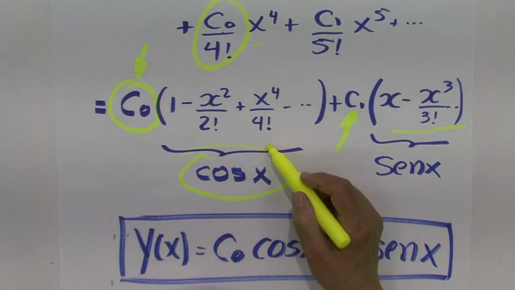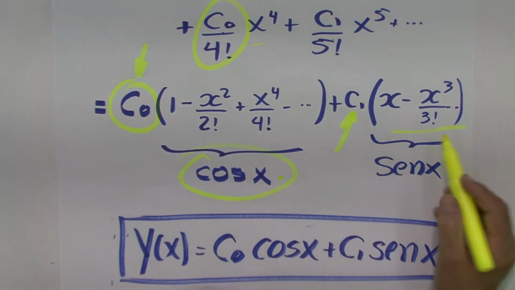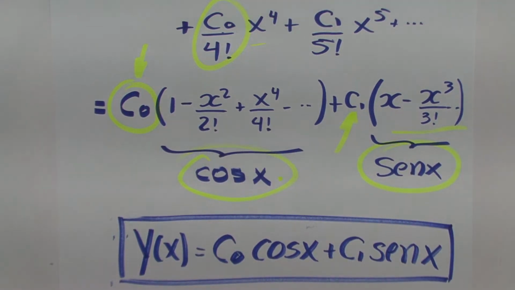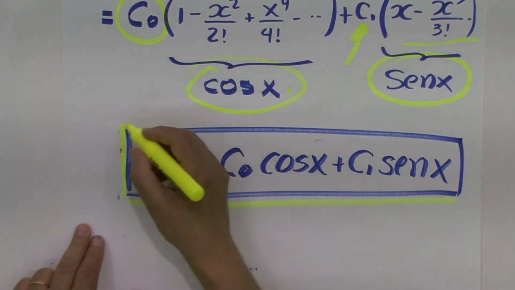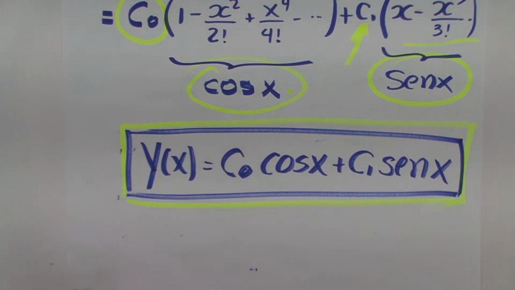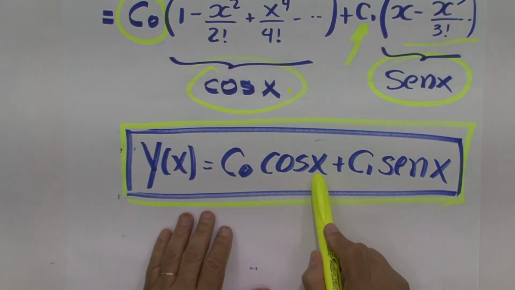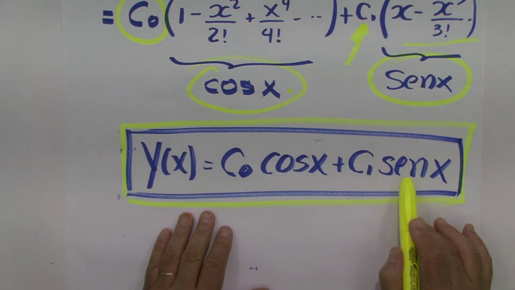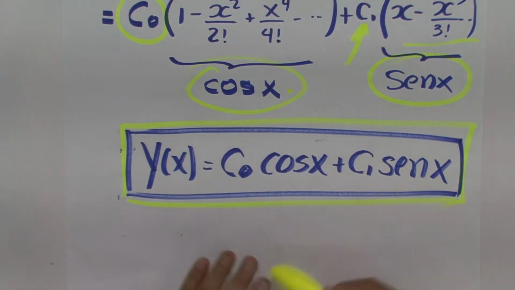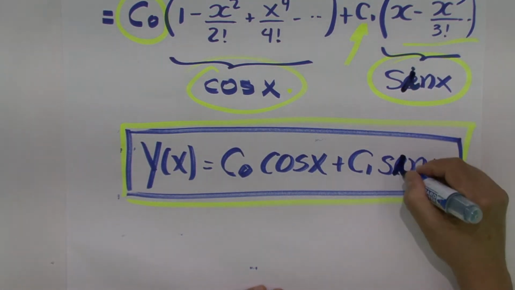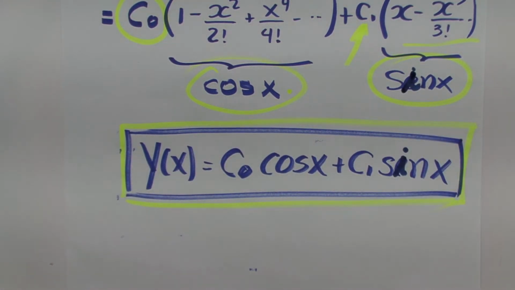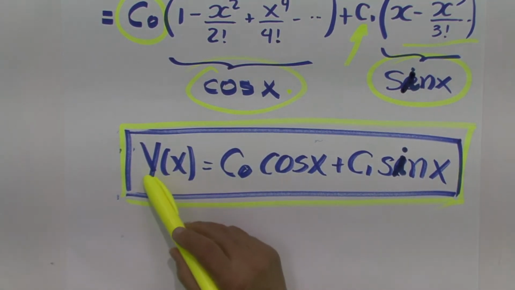And this, you can well identify, is the cosine function, and this is the sine. So the overall solution is y equal to C0 cosine of x plus C1 sine of x. Oh, I know that normally people like sine, not sen. But you know, this mixture of language is always interesting.